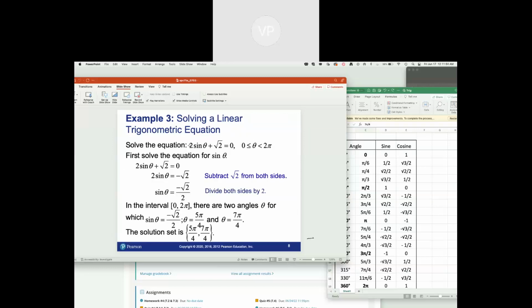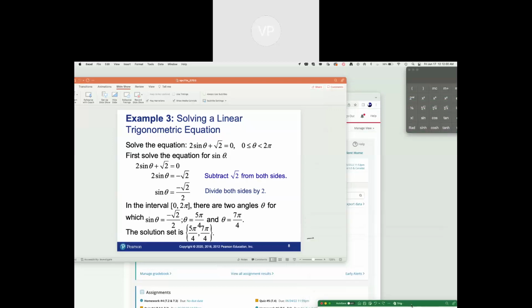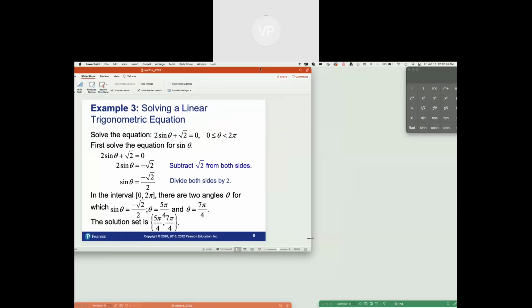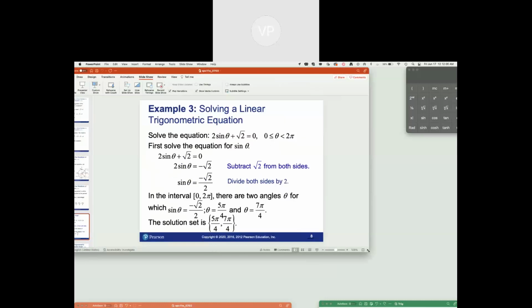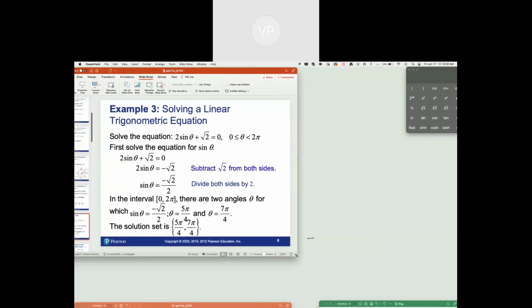Okay, for this one, we have the equation 2 sine theta plus root 2 equals 0. So I'm going to write again off to the side here to show you some of the work. So let's do this.